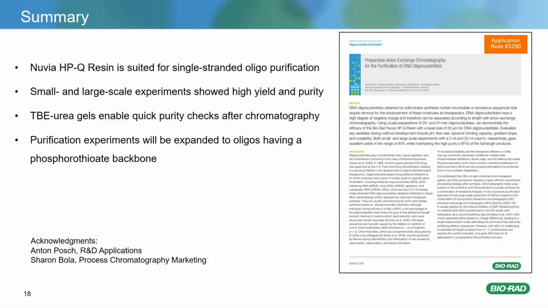And then finally, there's going to be some expansion of the purification experiments to looking at oligos having a phosphorothioate backbone. You can find application note 3290 on the Bio-Rad site, which contains all the full details of this work. Additionally, I'd like to thank Anton Posch, who performed all the experiments for Bio-Rad, as well as Sharon Bola, who was the project manager for this process.